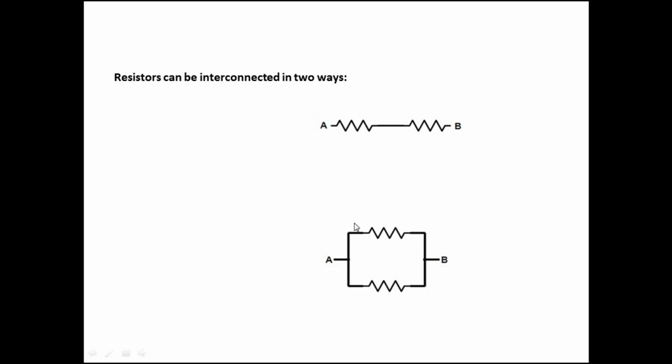Here the starting points of the first resistor and second resistor are connected to point A, and the ending points of the two resistors are connected together to point B. So the first connection is called series connection and the second connection is called parallel connection. And now we can look into series and parallel connections in detail.